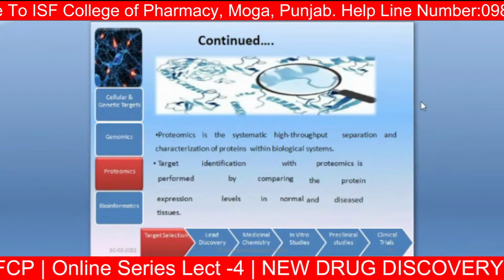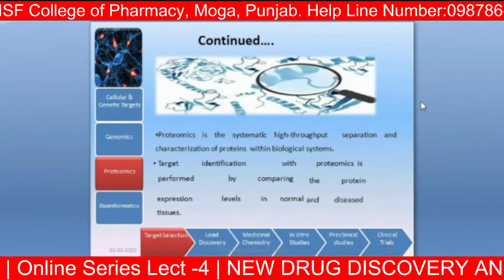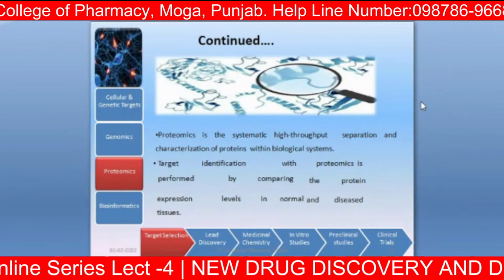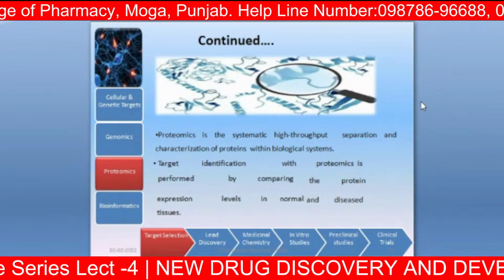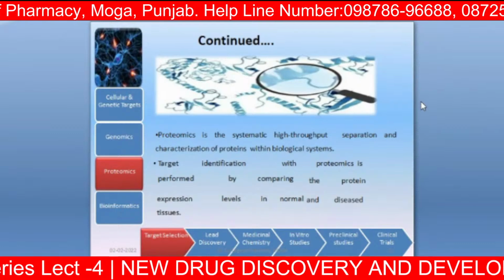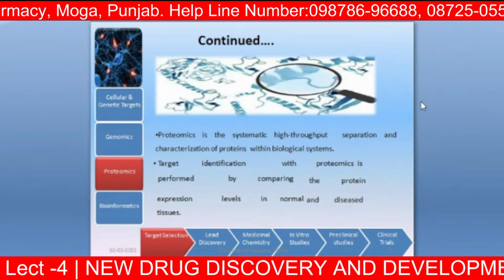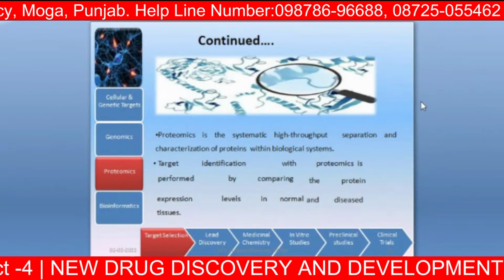Proteomics is the systematic, high-throughput separation and characterization of proteins within a biological system, used for target identification. Proteomics is performed by comparing the protein expression levels in normal and disease states.